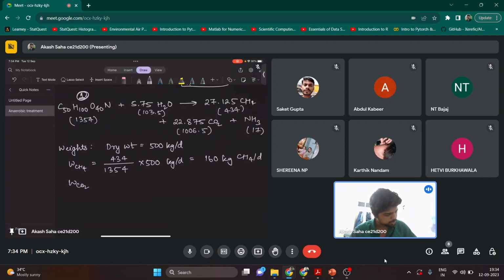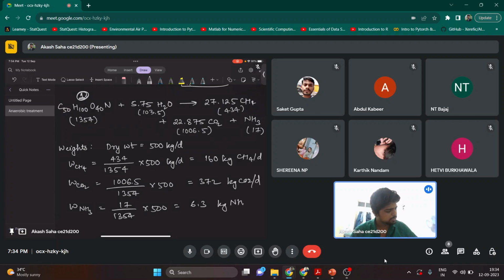Similarly, weight of CO2 will be 1006.5 by 1354 into 500. It will be 372, and NH3 will be 17 by 1354 into 500. It will be 6.3. Okay, so this is kg CO2 per day. This is kg NH3 per day.